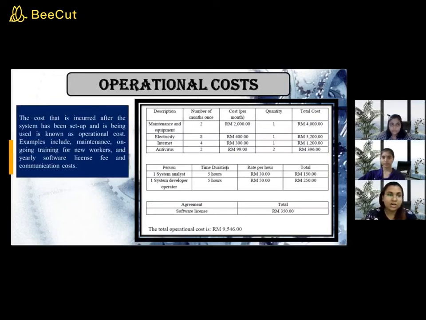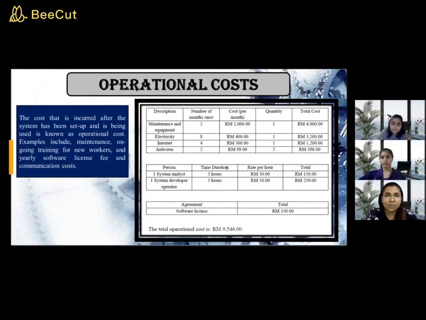Operational cost. The cost that is incurred after the system has been set up and is being used is known as the operational cost. Examples include maintenance, ongoing training for new workers, yearly software license fee and communication costs. Number of months for maintenance and equipment is 2. The cost per month is 2,000 and quantity is 1 and total cost is 4,000. Number of months for electricity is 8. The cost per month is 400 ringgit and the quantity is 1 and total cost is 3,200 ringgit.